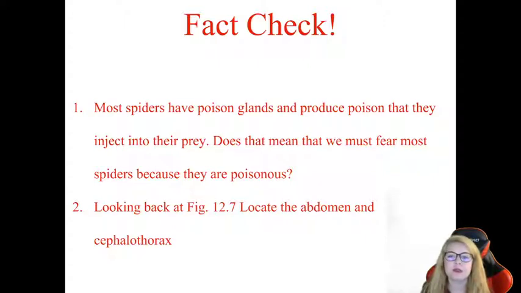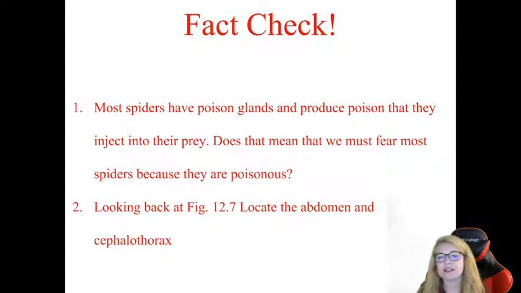Number 1 says most spiders have poison glands and produce poison that they inject into their prey. Does that mean that we must fear most spiders because they are poisonous? Well, we already touched on that. No, most just cause a small rash or a bite, if anything at all. The exceptions being the brown recluse and the black widow, both of which I don't want to welcome into my home anytime soon. And the poison is most often not strong enough to endanger humans for most creatures.